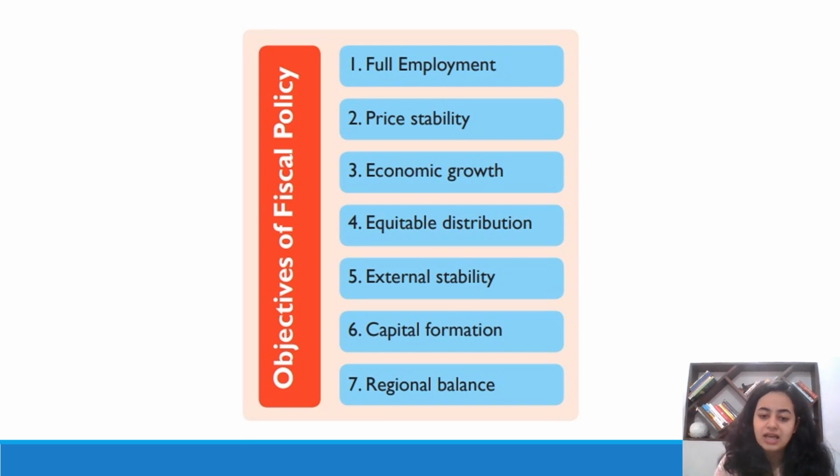And seventh is regional balance, again nothing but balance in different regions. So those are the objectives of fiscal policy. If you get confused, you can keep the objectives the same for both the policies, or if generally asked what are the objectives of any of the two economic policies, it can be a coherent answer.